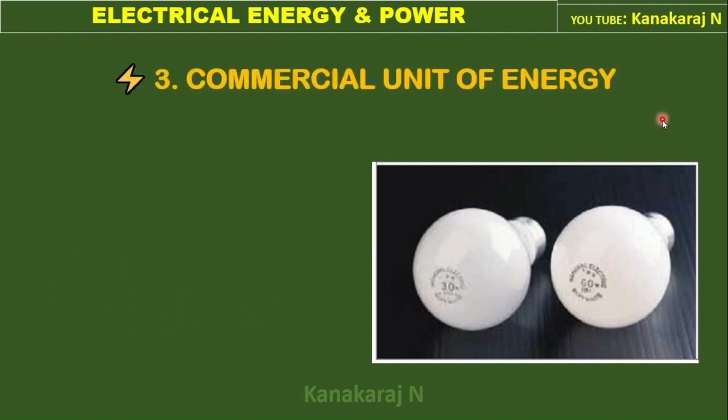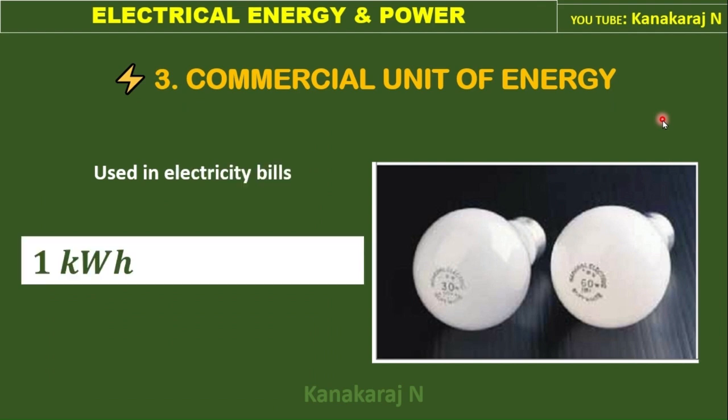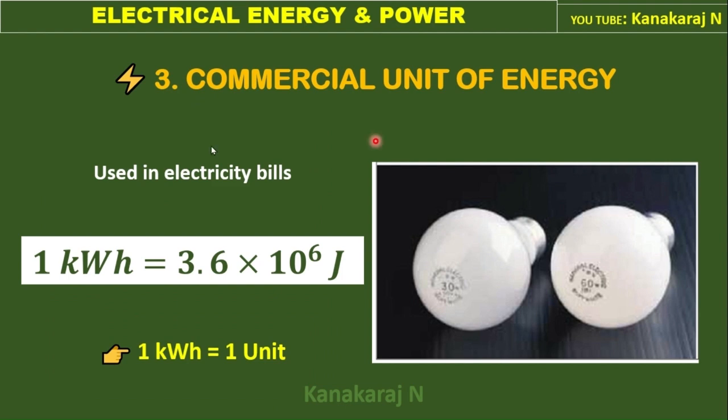Commercial unit of electrical energy. It is used in electricity bills. 1 kilowatt hour of electrical energy equals 3.6 multiplied by 10 power 6 joule. 1 kilowatt hour equals 1 unit. How do you get this value? The kilo is replaced by 1000, the watt is replaced by joule per second, and the hour is replaced by 3600 seconds. So we get the relation: 3.6 multiplied by 10 power 6 joule is 1 kilowatt hour.